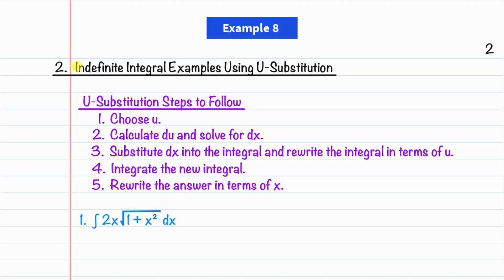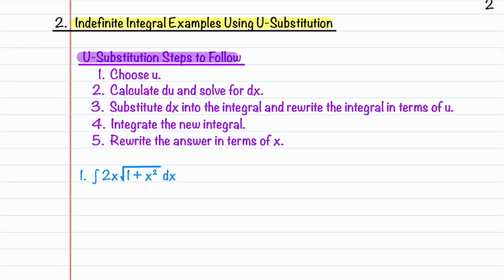We're going to walk through how to evaluate indefinite integral examples using u substitution. To make things easier, I've listed 5 steps that we can follow, and we'll go through these steps one by one as we work through each example. Let's start with our first example. We are going to integrate 2x times the square root of 1 plus x squared.